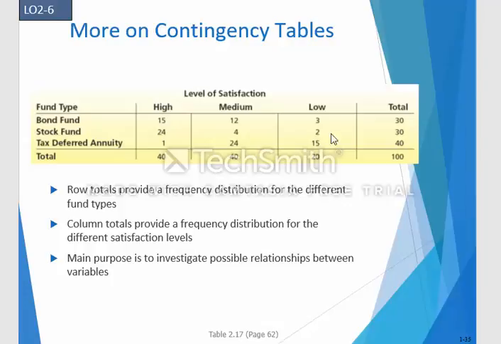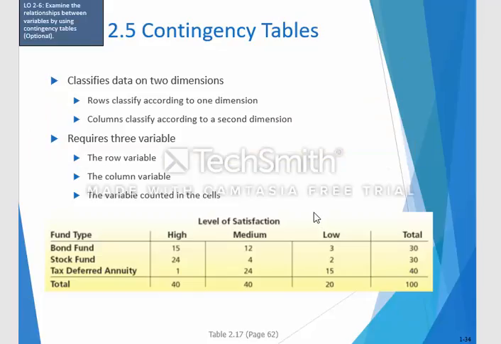We ignore all the stuff on the inside, and we can see that irrespective of the fund type, we know that there was 40 that were high level satisfaction, 40 that were medium level satisfaction, and 20 that were low level satisfaction. And then, this might be obvious, but the main purpose is to investigate the possible relationships between the variables. And this is just an introduction, so I'm not going to get into how we're going to analyze that or anything like that, but that is the overarching theme here.